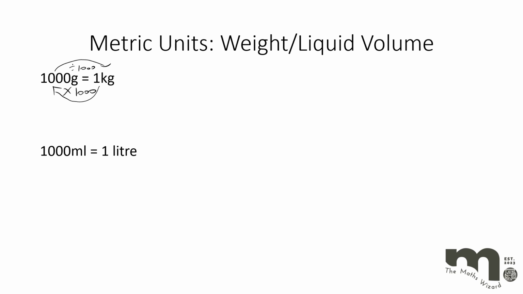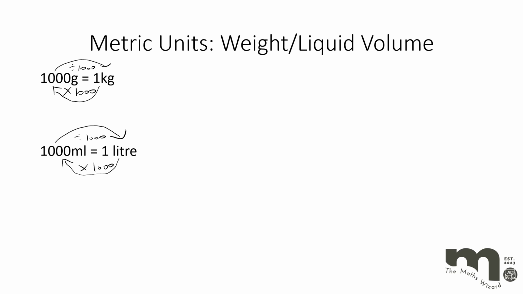The final metric unit of measure I'm going to introduce to you is millilitres to litres. 1,000 millilitres is a litre. If you divide by 1,000, you'll turn anything in millilitres into litres, and to go the other way, you would need to multiply by 1,000. The standard bottles of water or Coke, Fanta, things like that, are 500 millilitres, so essentially 2 of those are worth 1 litre.